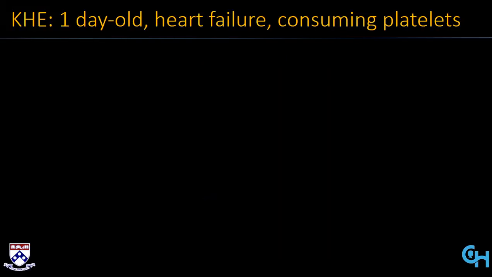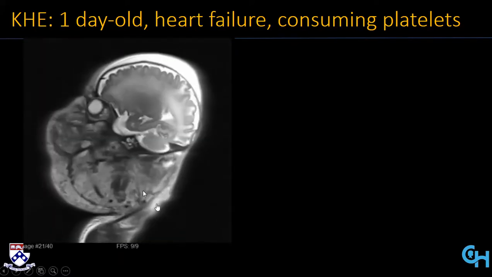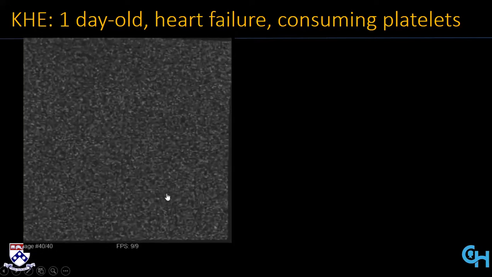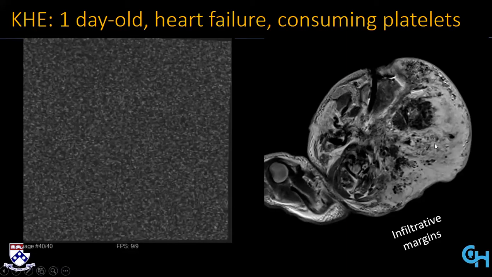So this is a 1-day-old with heart failure and consuming platelets, so it has this consumptive coagulopathy. On the MRI, you can appreciate how enormous this lesion is. This is a head and neck lesion with lots of blood vessels, and you can appreciate on the axial imaging how infiltrated the margins are, with numerous flow voids on the spin echo sequence. So this is a kaposiform hemangioendothelioma.